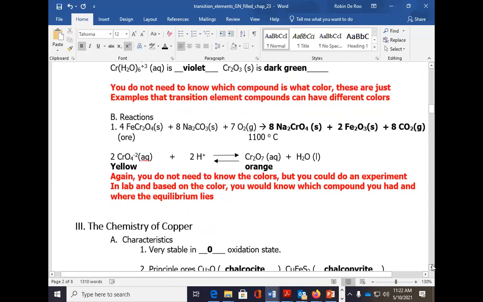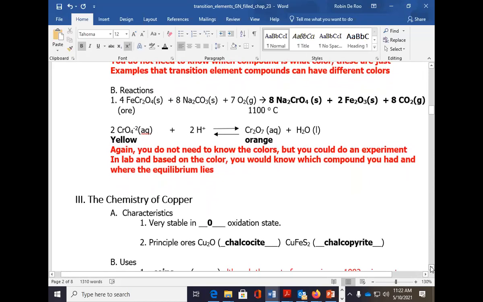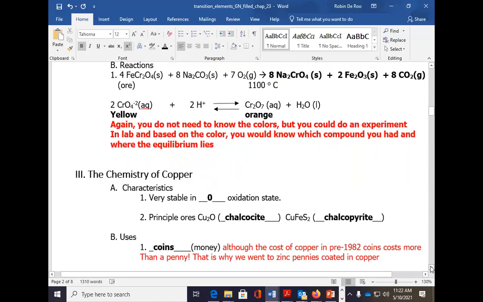Oopsie. Okay, so yep, we use it in coins, although we shouldn't be using it because the copper in the coin, like if you have full copper, that costs more than a penny. And that's why now you got zinc in the middle, coated with copper. We should just get rid of pennies.